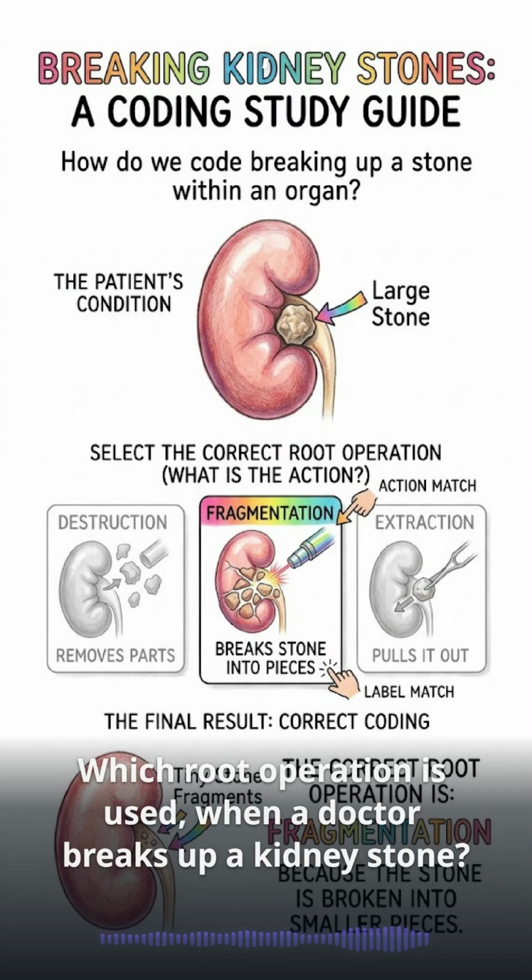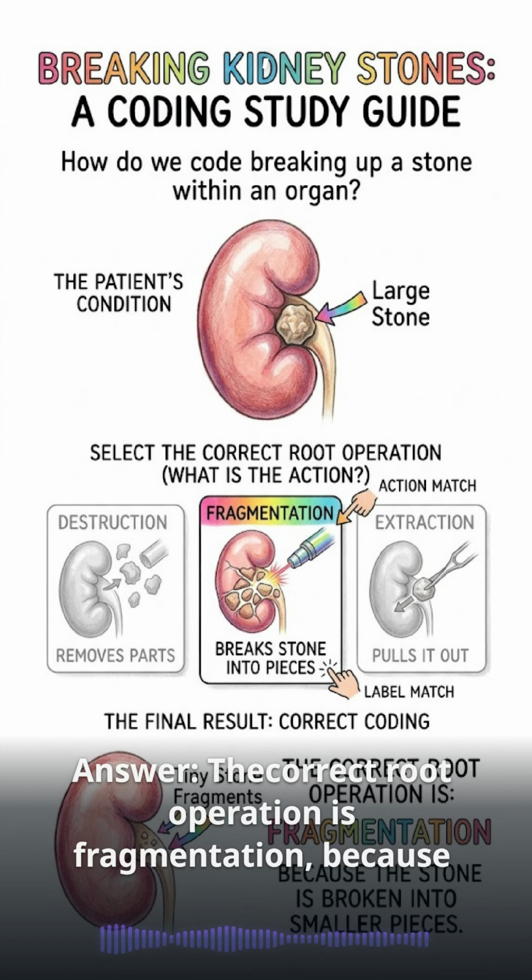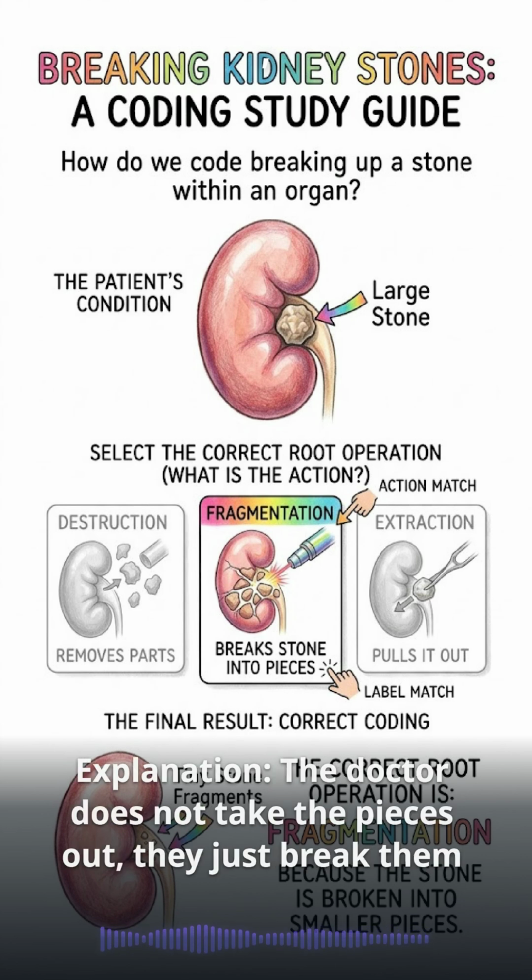82. Which root operation is used when a doctor breaks up a kidney stone? The correct root operation is fragmentation, because the stone is broken into pieces. The doctor does not take the pieces out, they just break them up.